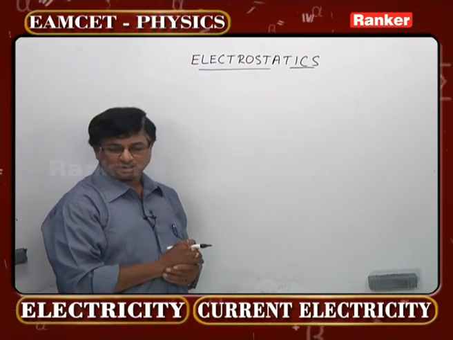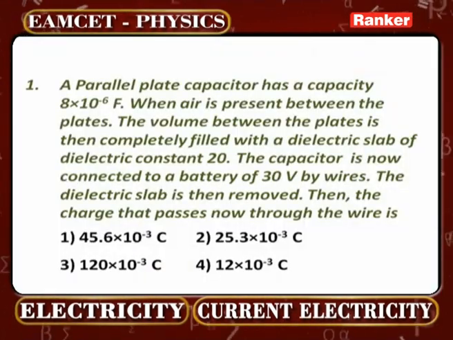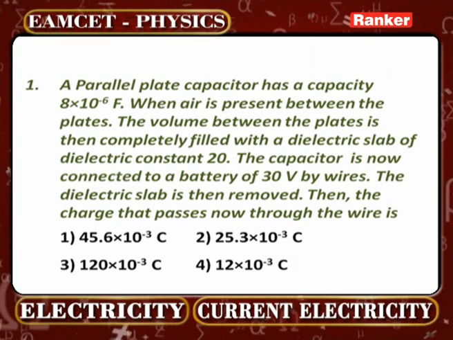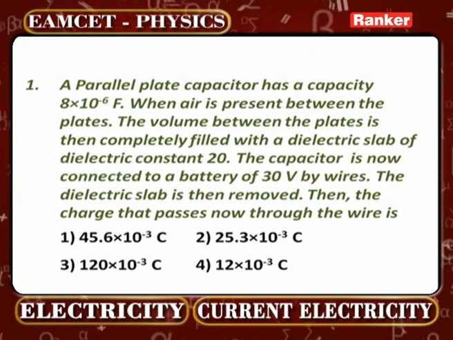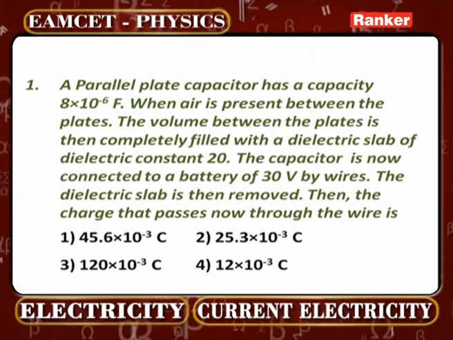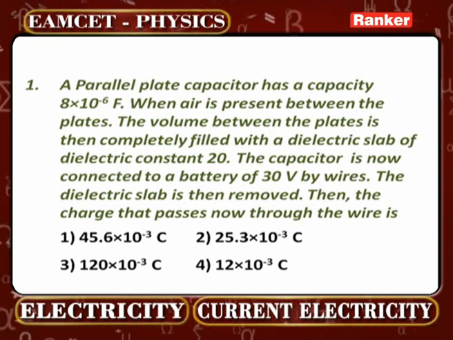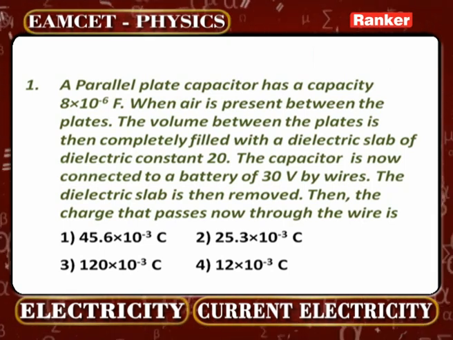So let us start taking up the applications part of it, please. The very first question: a parallel plate capacitor has a capacity 8 into 10 power minus 6 farad. When air is present between the plates, the volume between the plates is then completely filled with a dielectric slab of dielectric constant 20. The capacitor is now connected to a battery of 30 volt by wires. The dielectric slab is then removed. Then the charge that passes through the wire is how much?